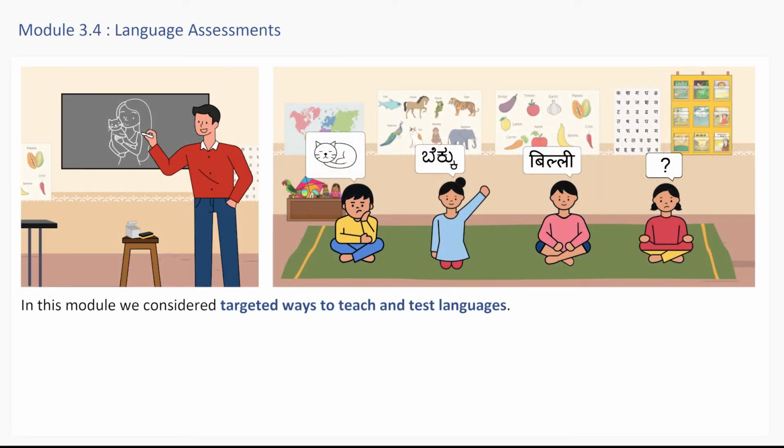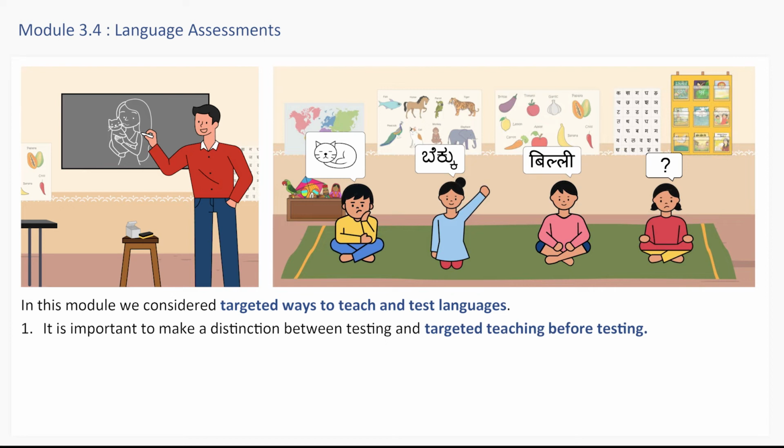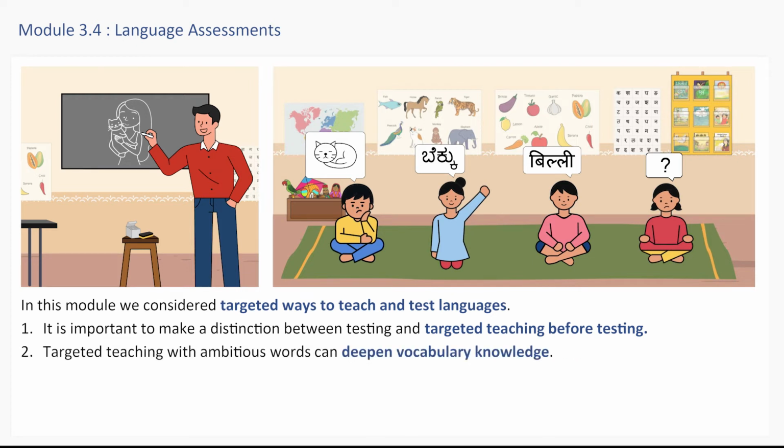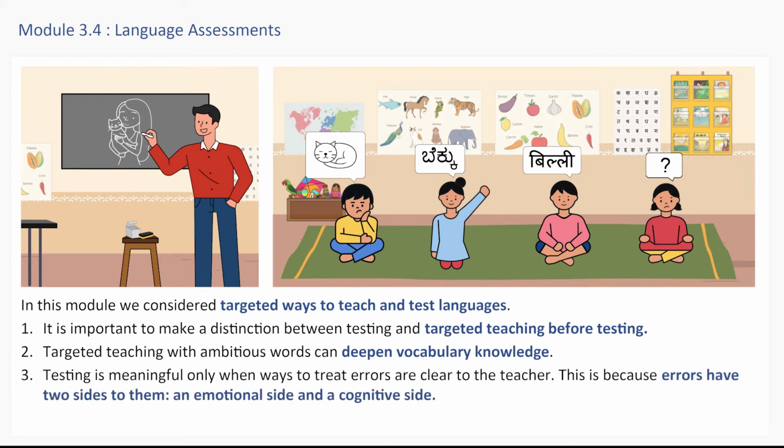In this module, we consider targeted ways to teach and test languages. It is important to make a distinction between testing and targeted teaching before testing. Targeted teaching with ambitious words can deepen vocabulary knowledge. Testing is meaningful only when ways to treat errors are clear to the teacher. This is because errors have two sides to them, an emotional side and a cognitive side.